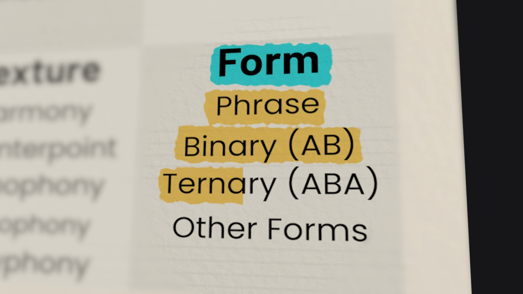There are various forms, such as binary or AB, ternary or ABA, which most popular songs follow, rondo, sonata, and others. However, since the purpose of this channel is to teach sight singing, these topics are beyond the scope of our discussion.